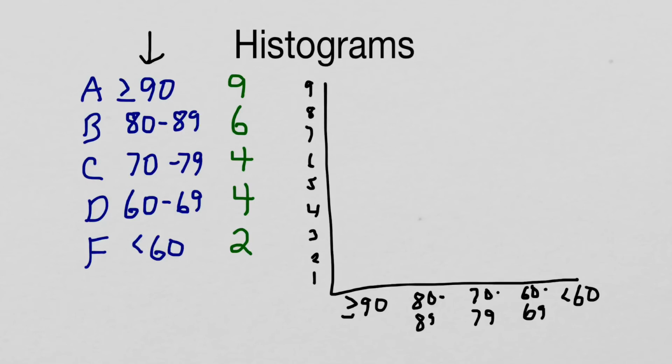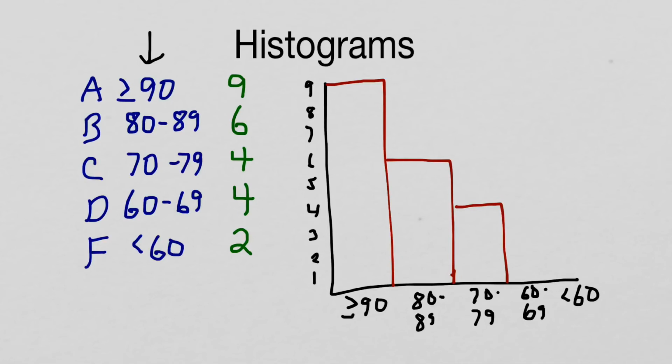It doesn't take long to do this. There were 9 A's. There were 6 B's. There were 4 C's, I'm sorry, 4 C's. There were 4 D's, and there were 2 F's. Let's just add our numbers to this: 9, 6, 4, 4, 2. Again, notice all the bars are touching.